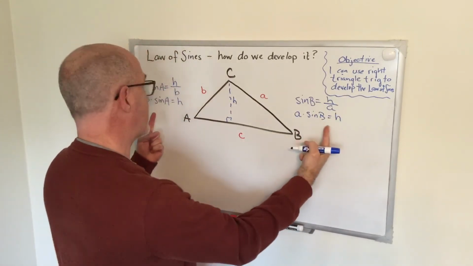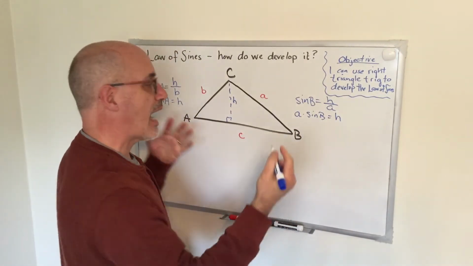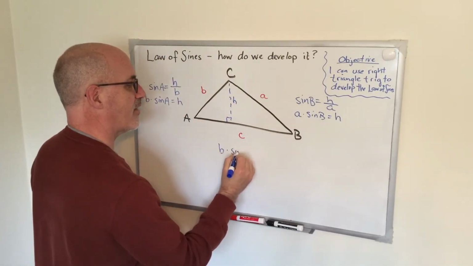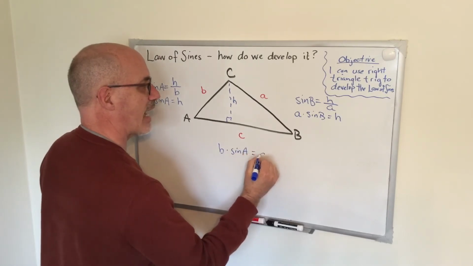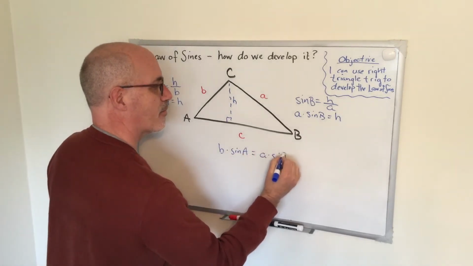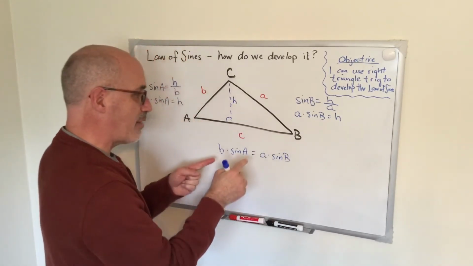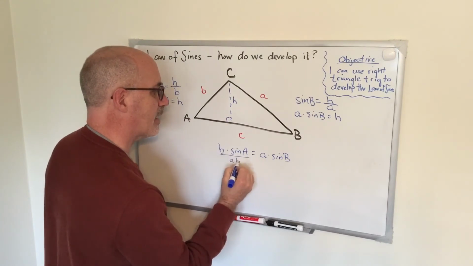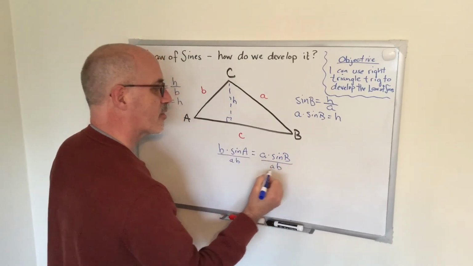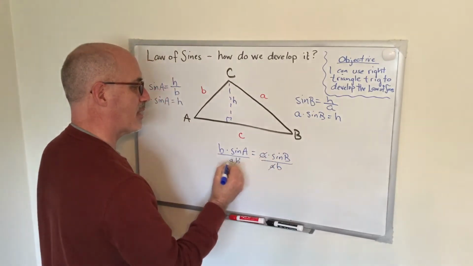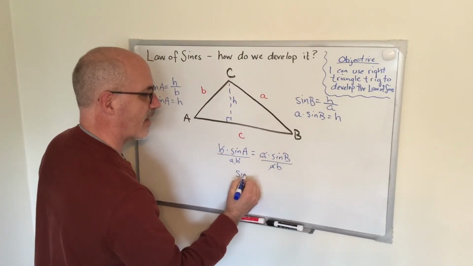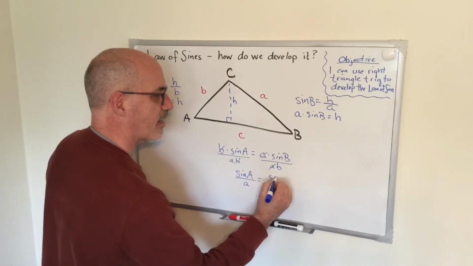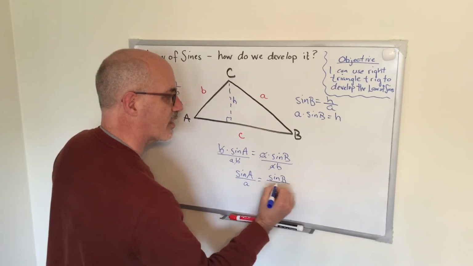Now I've got two statements that are equal to h. I can bring them together and set them equal to each other. So b times sine of A equals a times sine of B. Now if I divide both sides by a and b, so that here the a's cancel and here the b's cancel, I get sine of angle A over little a, side a, equals sine of angle B over little b, side b.